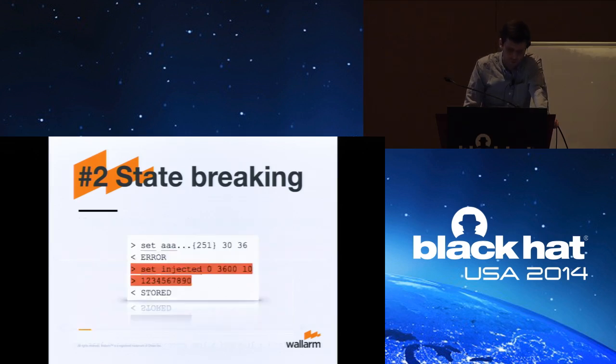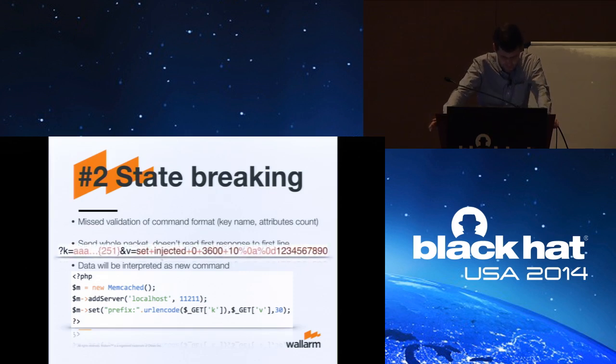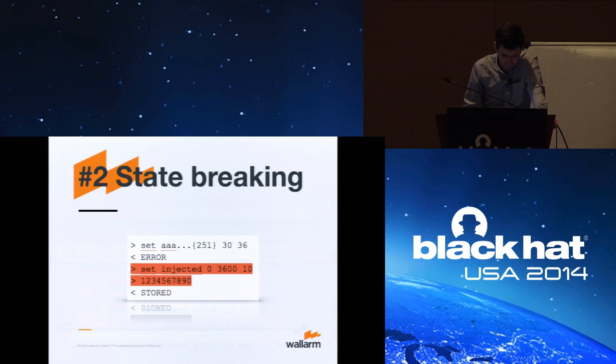This exploit again for PHP. Ugly animation. We use 251 bytes in the key to break state, because a long key produces a Memcached error. Memcached does not allow long keys, and for that the second argument, put into the data file, will be interpreted as a command. Just easy.